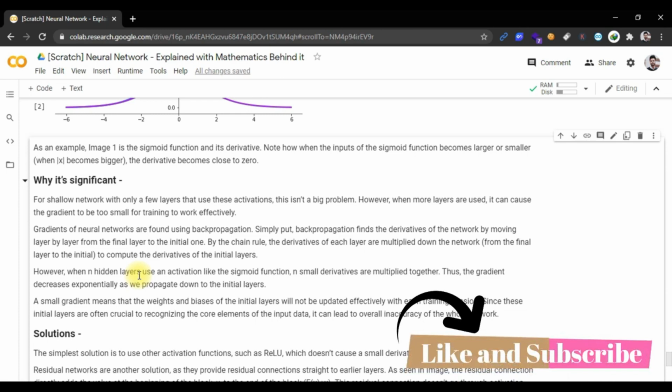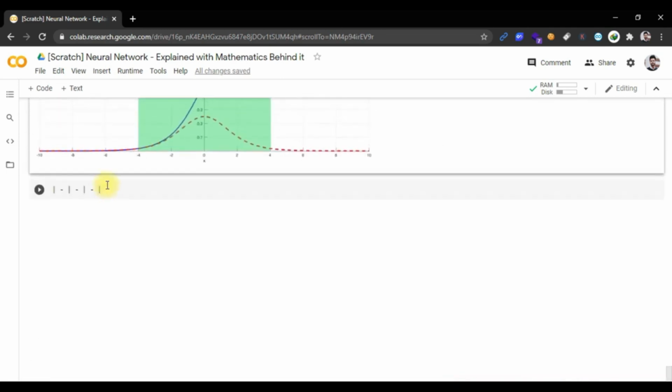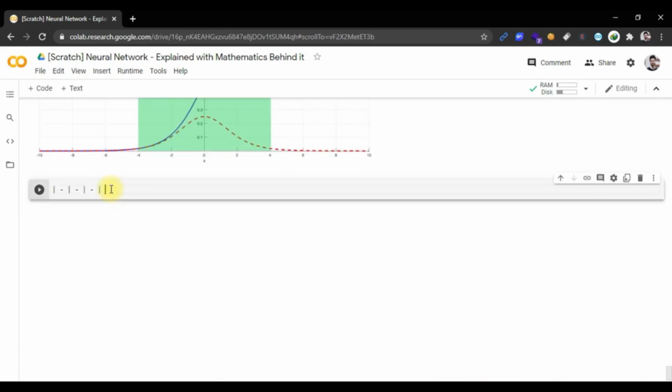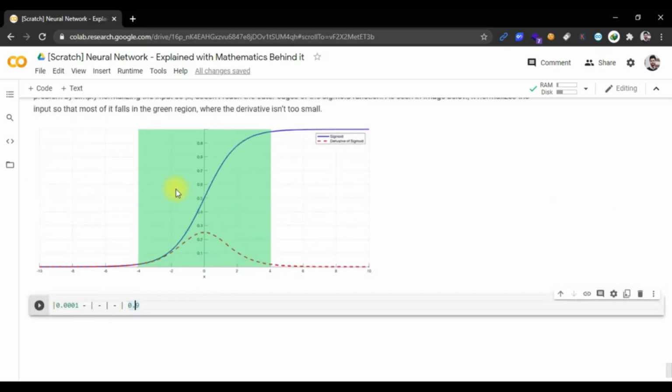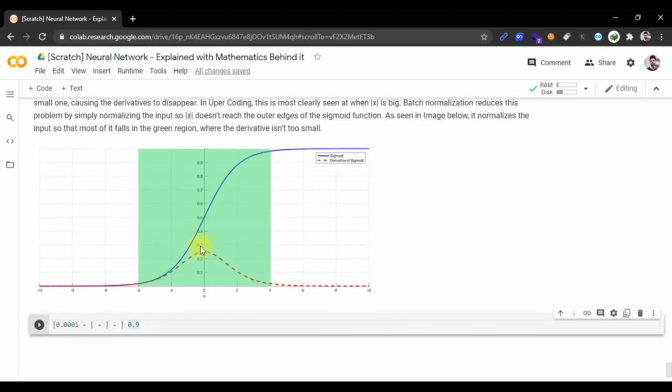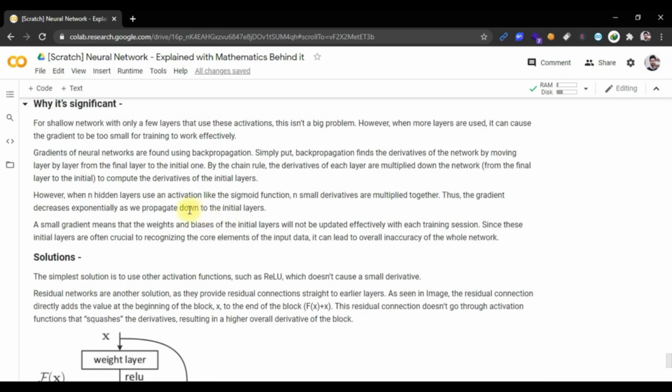Like if for the final layer the gradient is 0.9, when it reaches down to the initial layer it just becomes 0.0001. It becomes so small because at each layer the derivative becomes smaller and more close to zero. That's why there is an exponential decrease in the gradient.